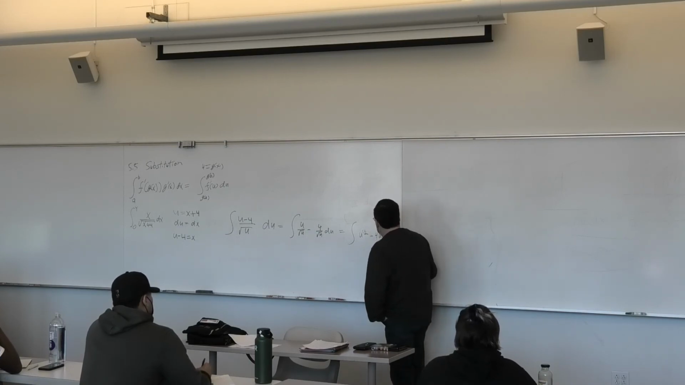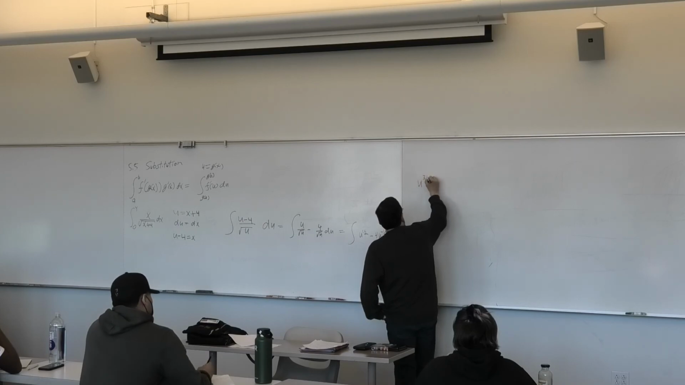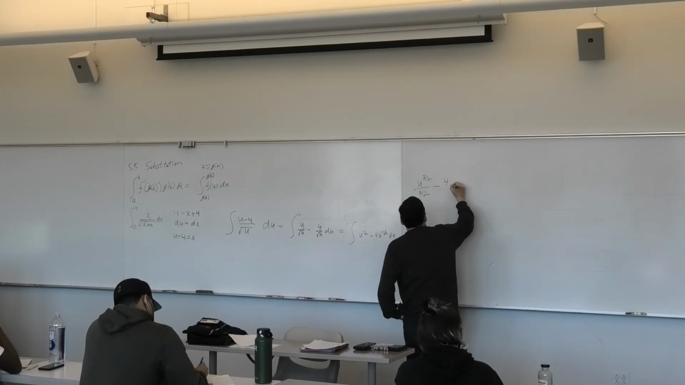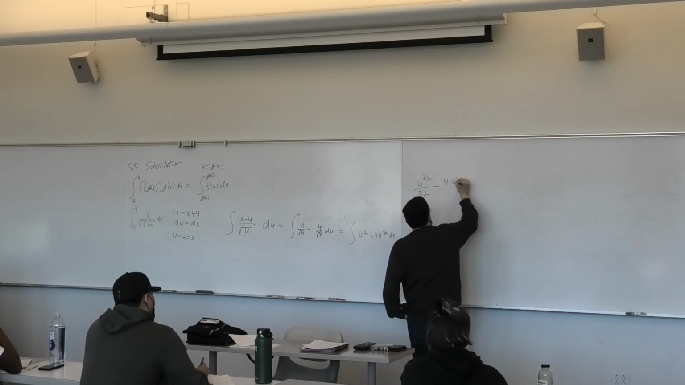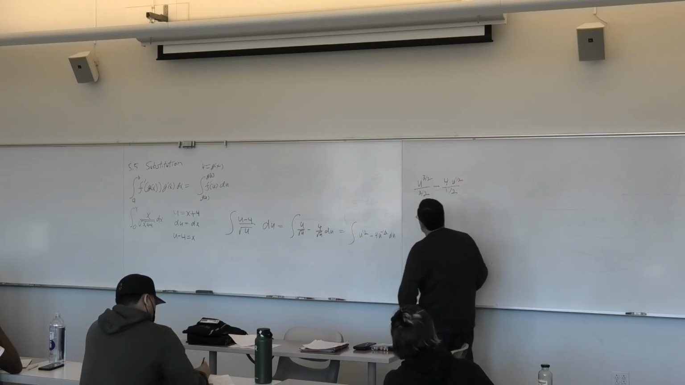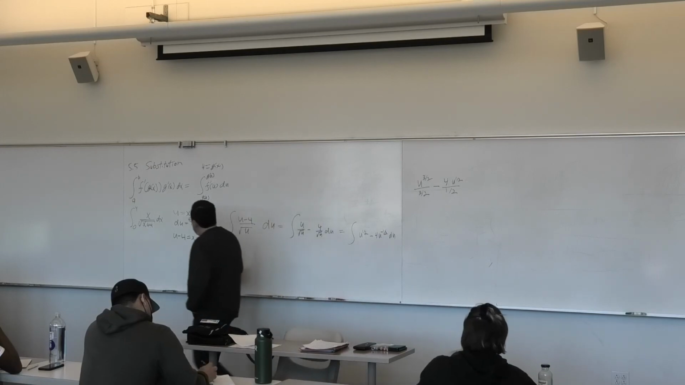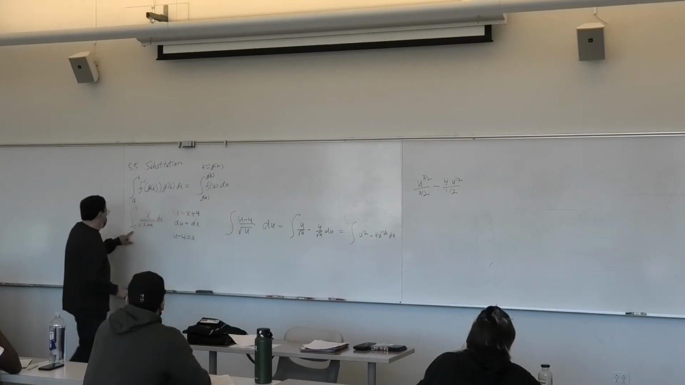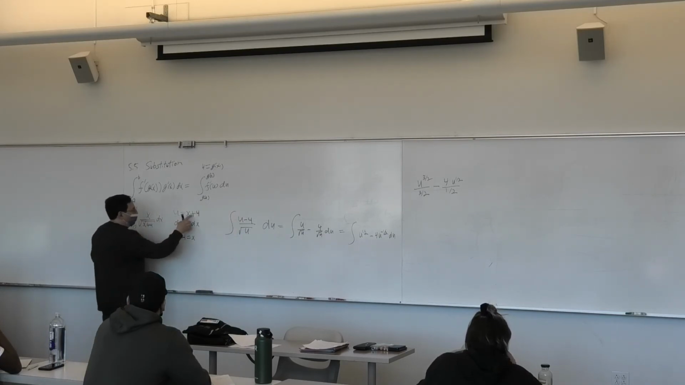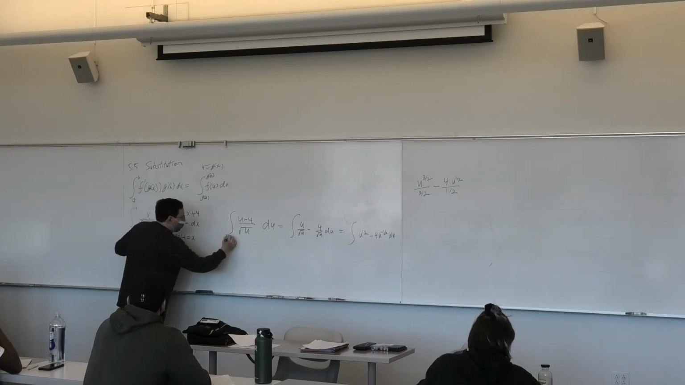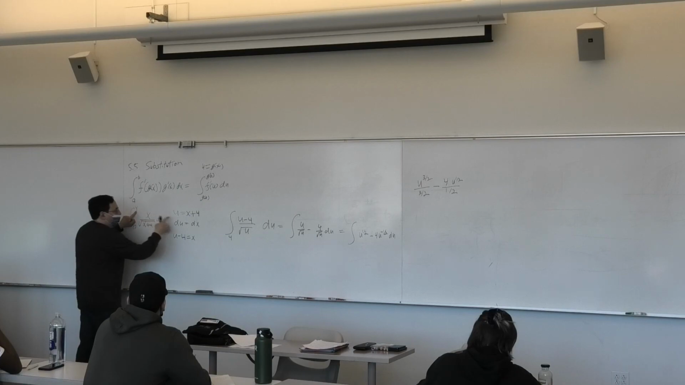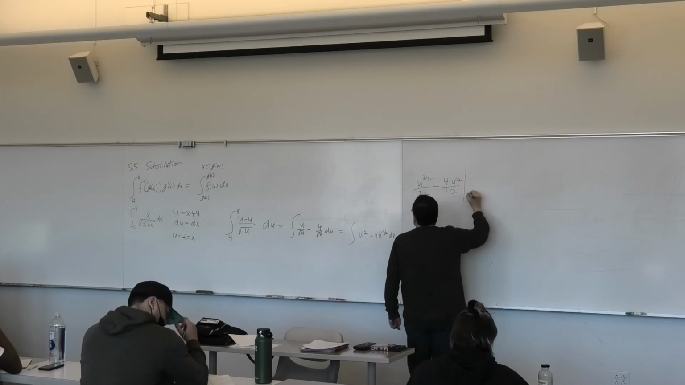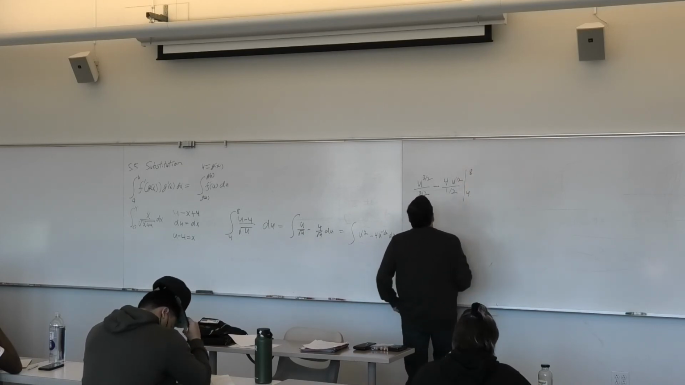Well, that should be pretty easy, shouldn't it? u to the 3/2 over 3/2 minus 4 u to the 1/2 over 1/2. I'm just going to leave it like that. So let's go back and look at our limits here. How do they change? Well, these are x. x plus 4 is u, so that's 4. And 4 plus 4, that's 8. So you just have to evaluate this between 8 and 4.